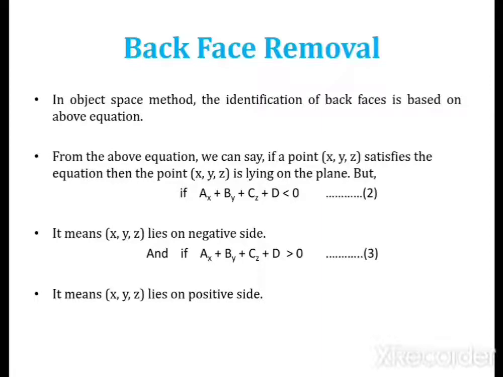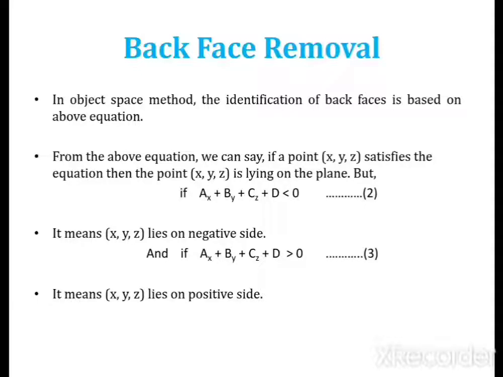But if we put the xyz in the given equation, and ax plus by plus cz plus d is less than 0, then it means that the point xyz lies on the negative side. And if ax plus by plus cz plus d has a value greater than 0, then we can say that the point xyz lies on the positive side.